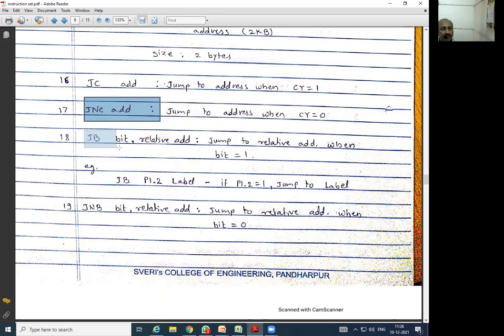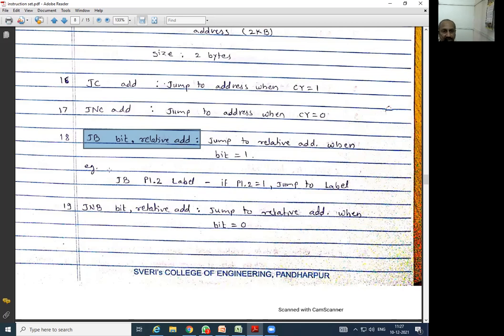The next one is JB. Now what is this JB? JB is nothing but jump if bit is set. Which bit is set? Again, that is the question. Here, where the bit is written in this syntax, we can give any bit of any bit-addressable register. You have seen the various bit-addressable registers like SCON and the others. From those, if you want to check any one particular bit, whether it is set or not, you can use this instruction.